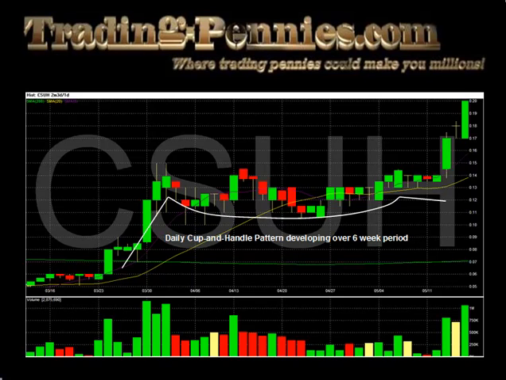As a trader, armed with this new information, as a stock develops a cup and handle pattern, we want to put these stocks in our watch list, as they may prove to be a very profitable trade in either case.